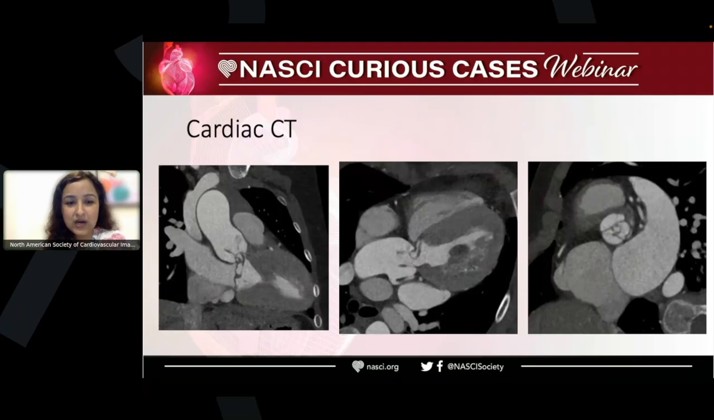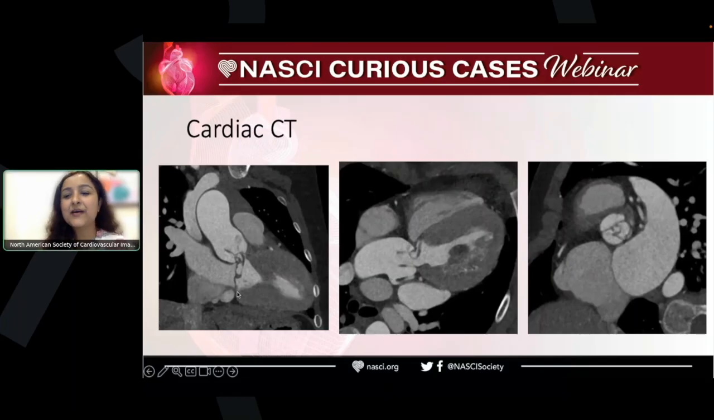So these are the images that we have. Any comments? Any diagnosis with these images? Any abnormality that anyone can see? Feel free to say.